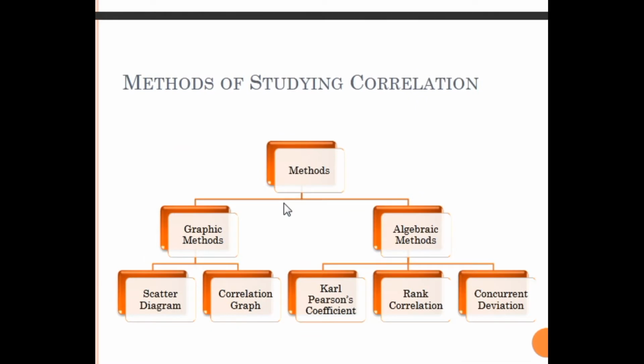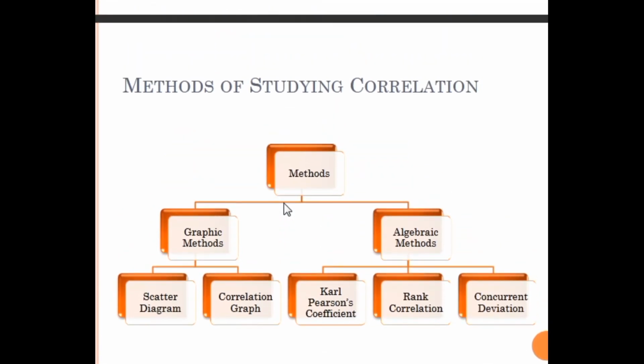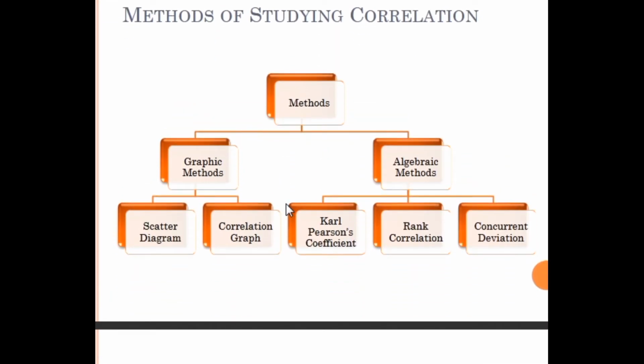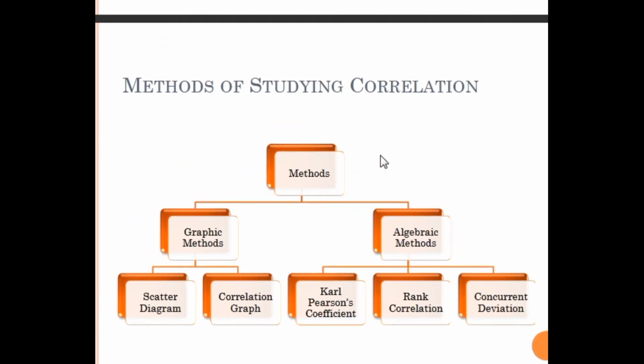Then this one now. Methods of studying the correlation, right? What are the different methods to study the correlation? We have so many methods to find the correlation. One is graphic method, two is algebraic method. Graphic method means by using the graphs you can study the degree of relationship, right?